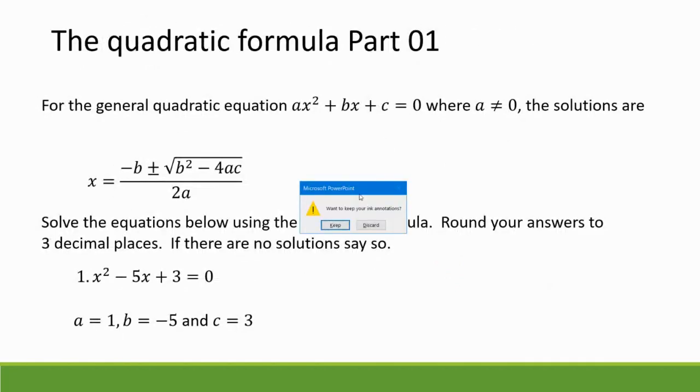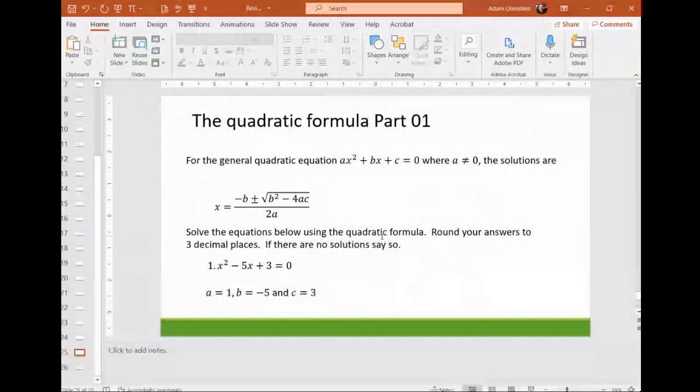Okay, so I did have something on the quadratic formula, but we really have to stop here because we're low on time.